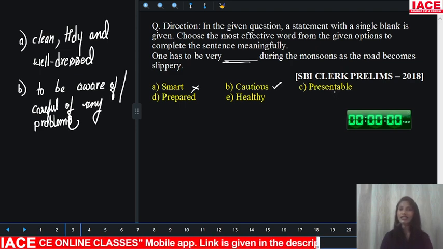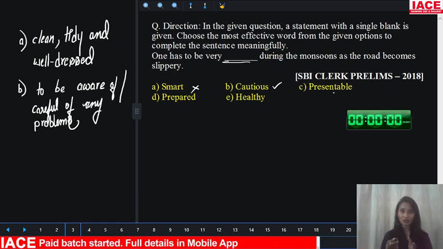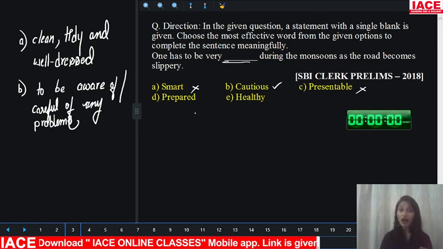Next, presentable. That means able to present oneself or anything. So it should look good and it should be acceptable. So it doesn't give any sense of presentable during the monsoon. No. Prepared. Okay, we can say prepared. One has to be prepared for what? Prepared during the monsoons. Prepared what? It doesn't give complete sense.